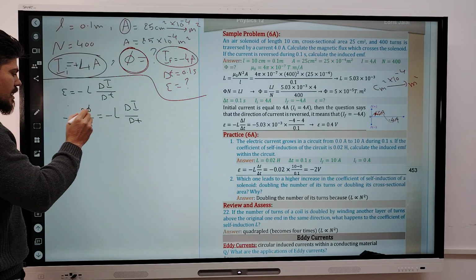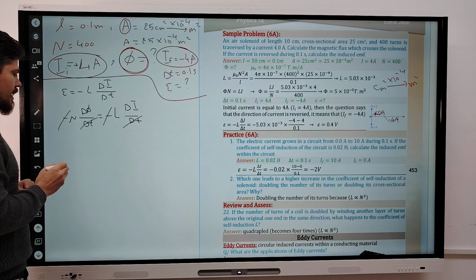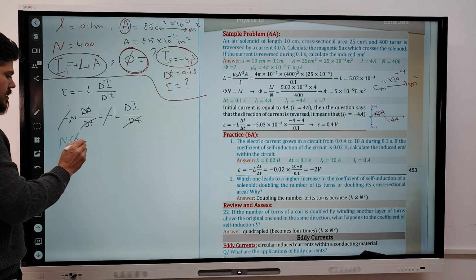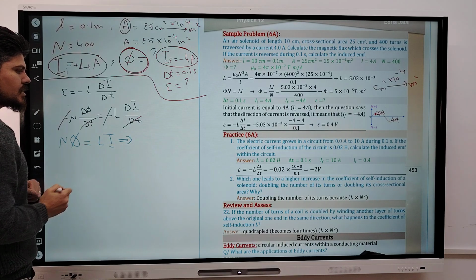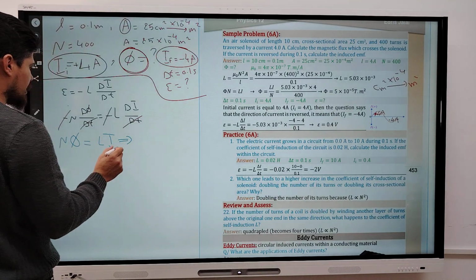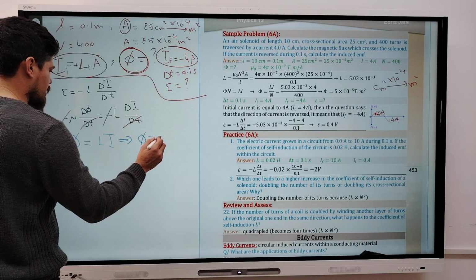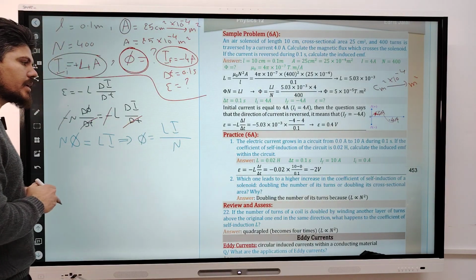Okay? Time with time cancel. Negative with negative cancel. What remains? N flux equal to what? L I. Rearrange this equation. Okay? Flux is equal to L I over N.